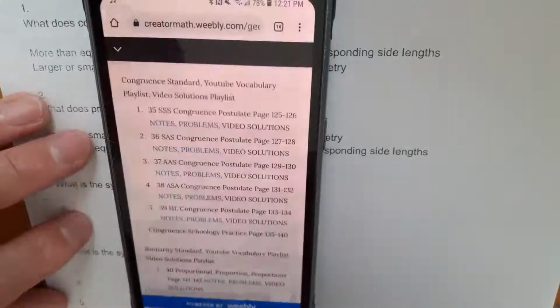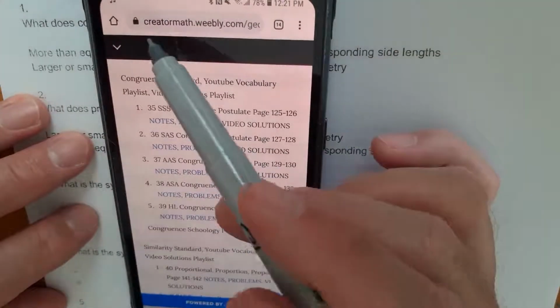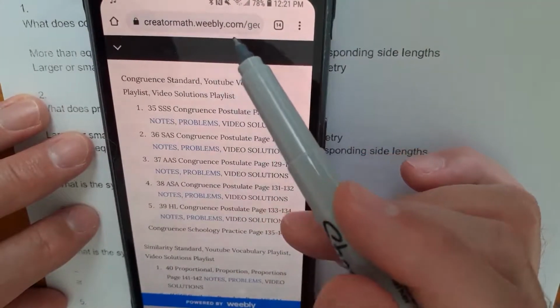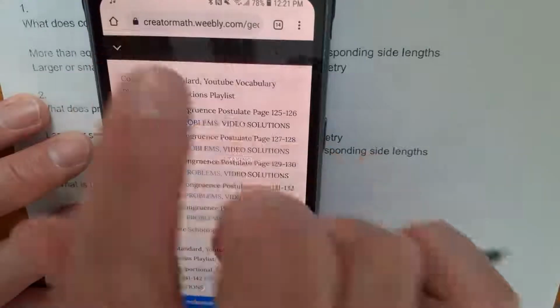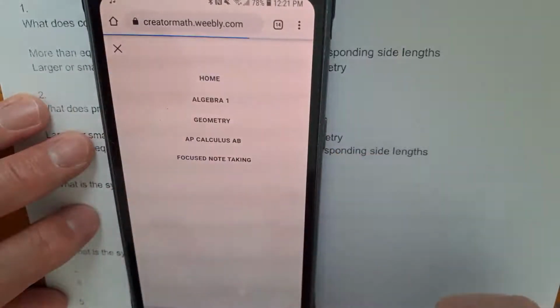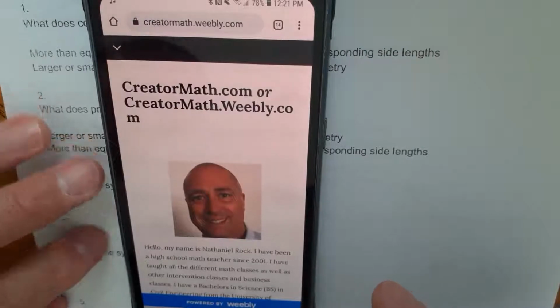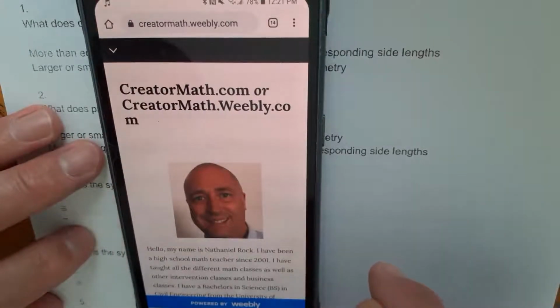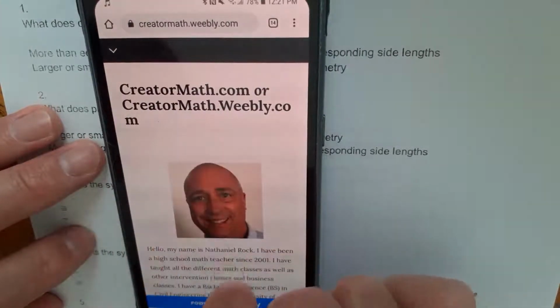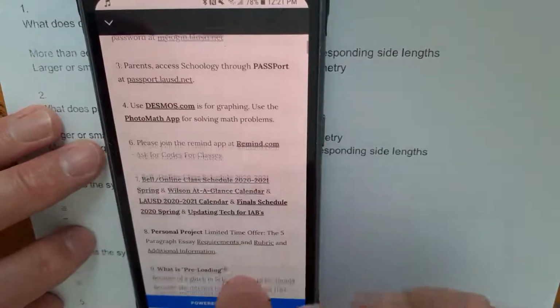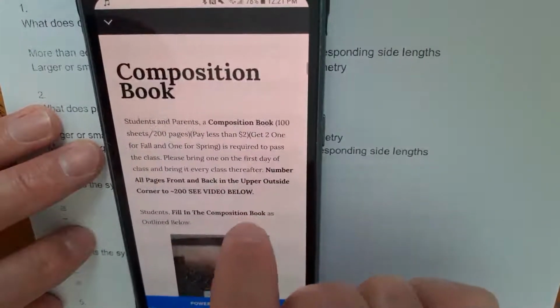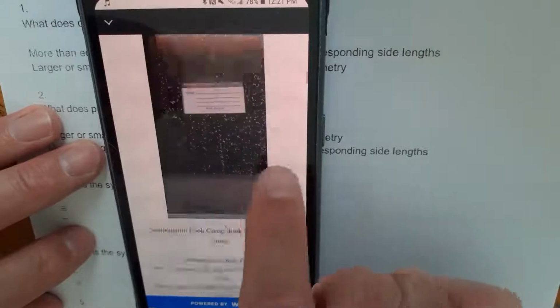Okay, here's the website name, creatormath.weebly.com. The home page should look like this when you get there. If you have any questions about your composition book, like composition books are due again right now, check this website. Scroll down under the picture where it says composition book, in large letters.